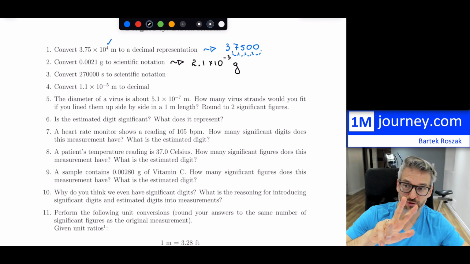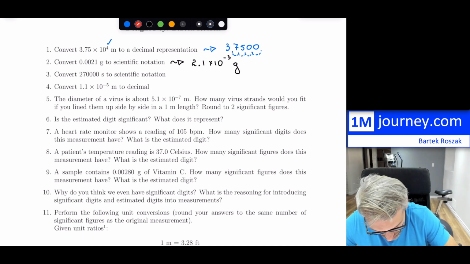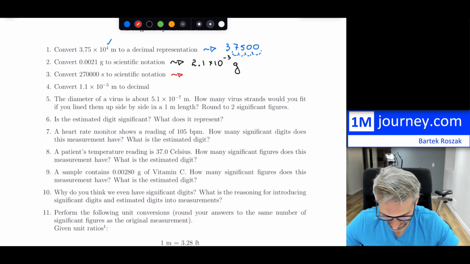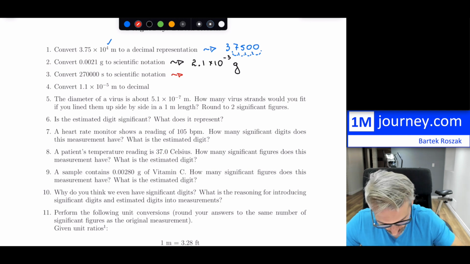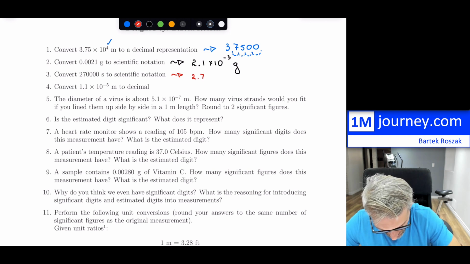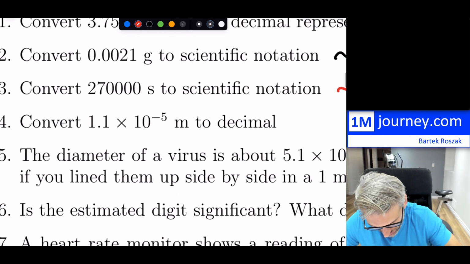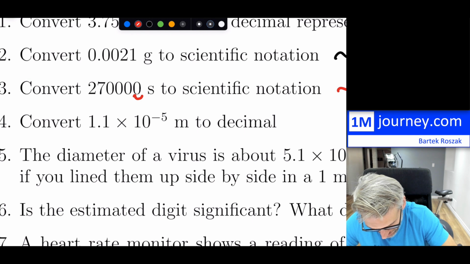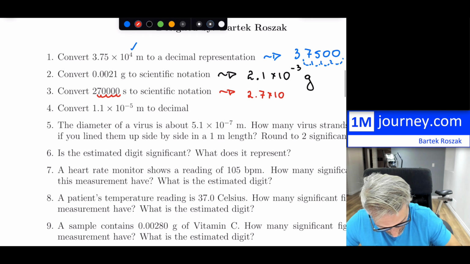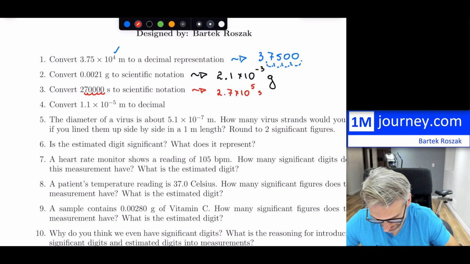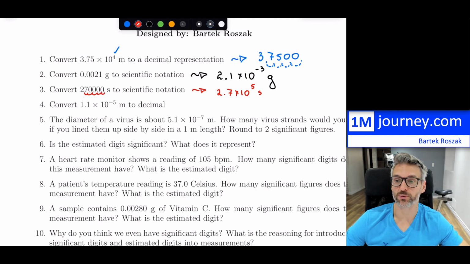Question number 3. For question 3, we have to convert a relatively big number, 270,000 seconds, to scientific notation. So this is going to be 2.7 times 10, and now I'm going to count it up. I would shift this 1, 2, 3, 4, and 5. So this is going to be 5, and it's positive, and this would have been seconds. So that's question number 3.